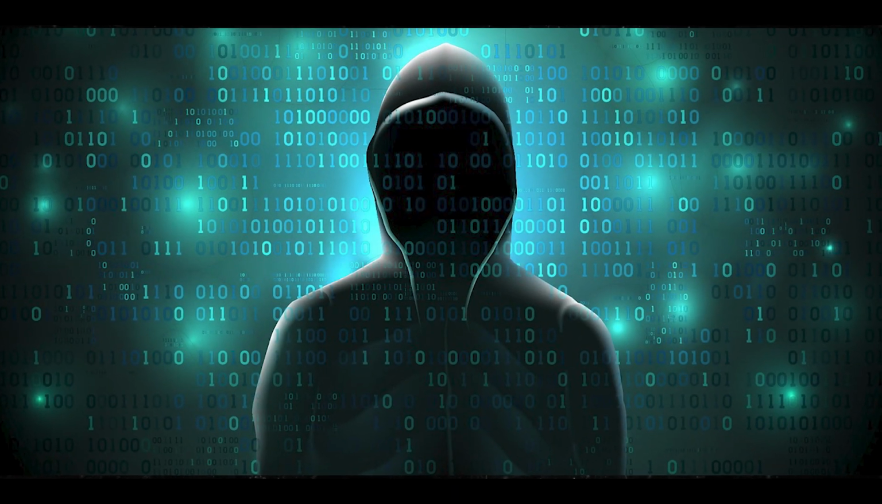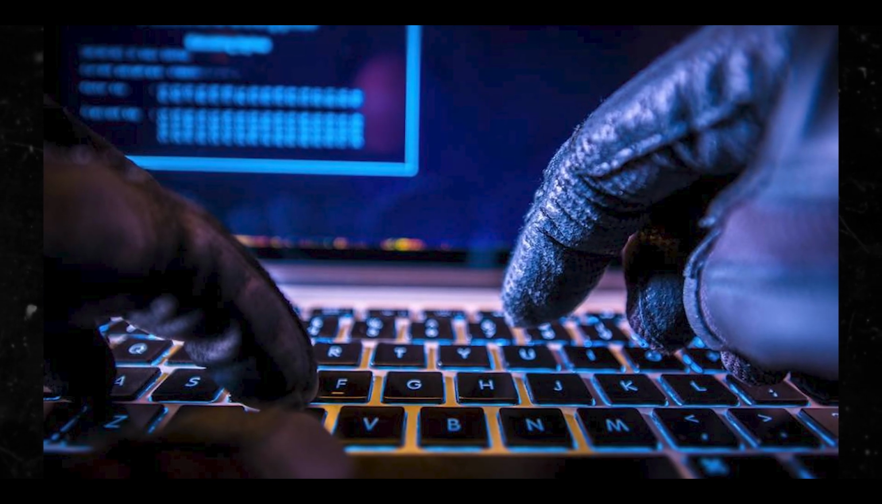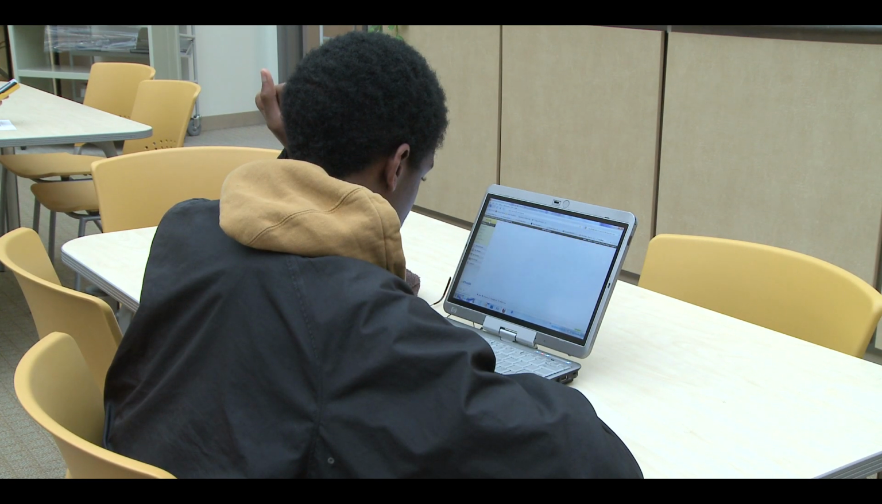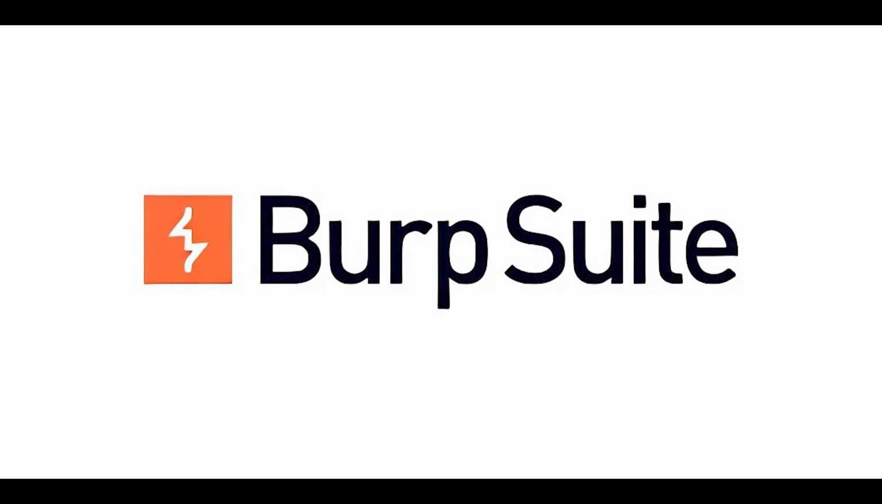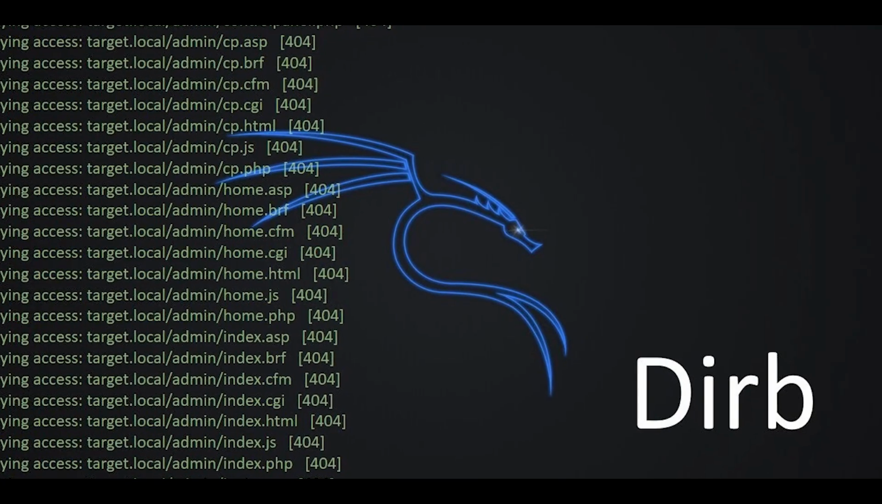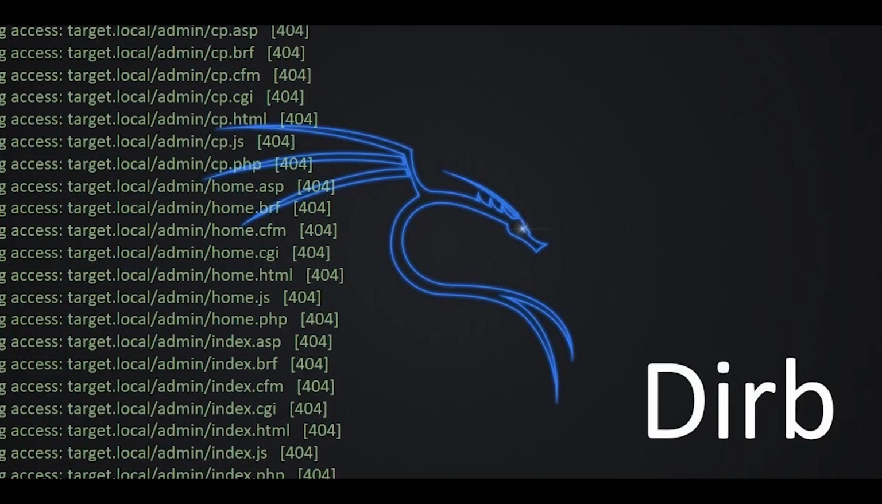The second thing is learn bug bounty methodologies. Study different bug bounty methodologies such as reconnaissance, enumeration, vulnerability discovery, and exploitation techniques. Familiarize yourself with tools like Burp Suite, OWASP ZAP, Nmap, and DIRB, which are essential for performing thorough security assessments.